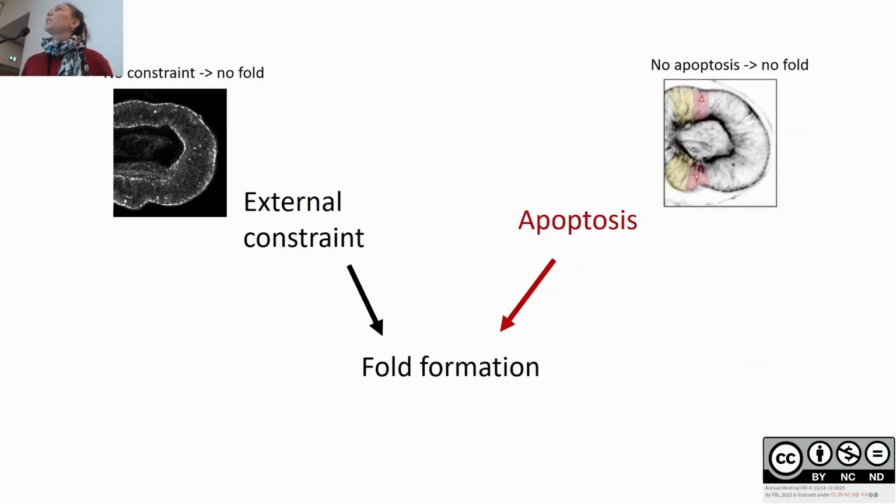So we just showed that the external constraint is necessary for the fold formation. And on the other hand, what I told you before is that apoptosis is necessary for the fold formation. So the question that comes from that is: if the external constraint has a role on apoptosis, maybe that would be the pathway, and it could be regulating apoptosis. So this is the question I asked next.